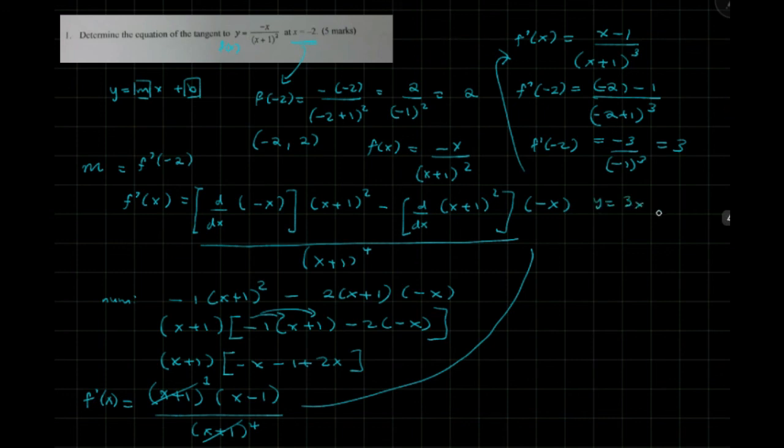So the equation here is y equals 3x plus b. Okay, you want to solve for b now, right? We have the slope. If you want to solve for b, you're going to substitute a point because we know that a tangent only passes through a single point, and any point that passes through a line will satisfy the equation of the line. So we're going to substitute the point (-2, 2) because that's the only point that this line will pass through.